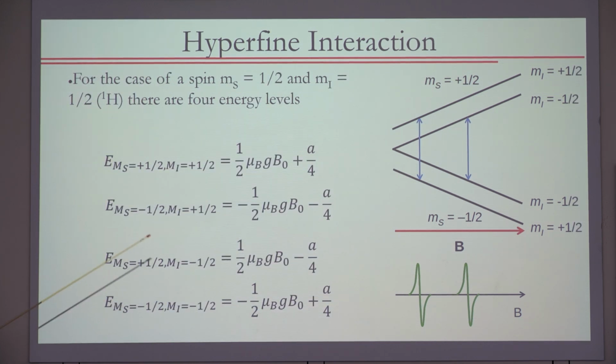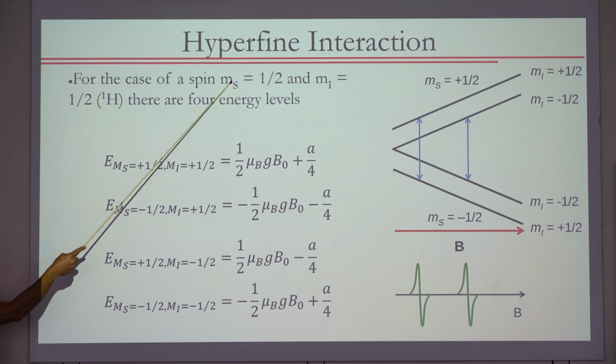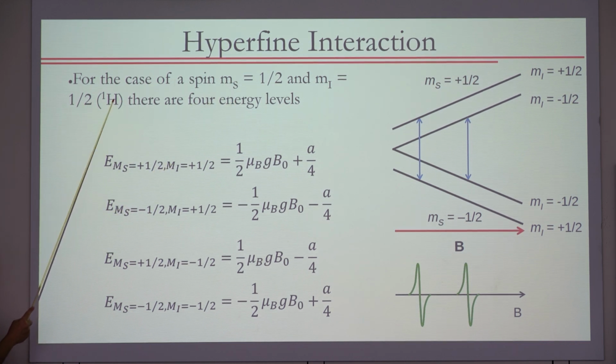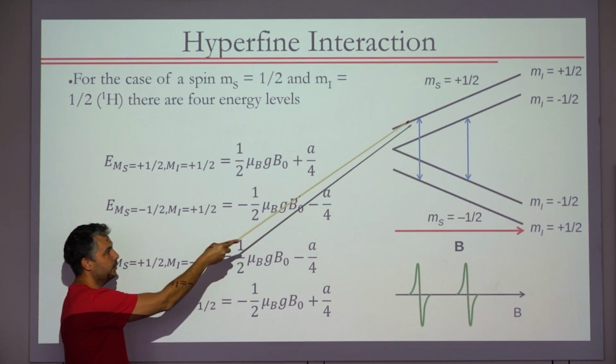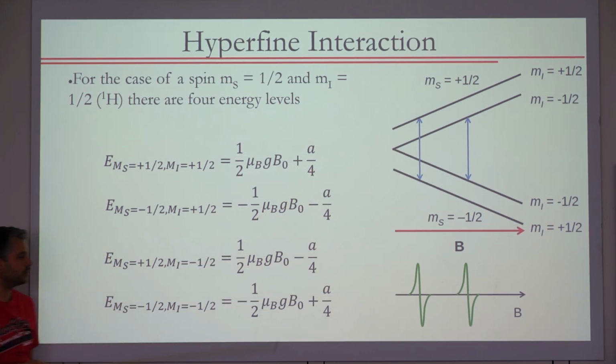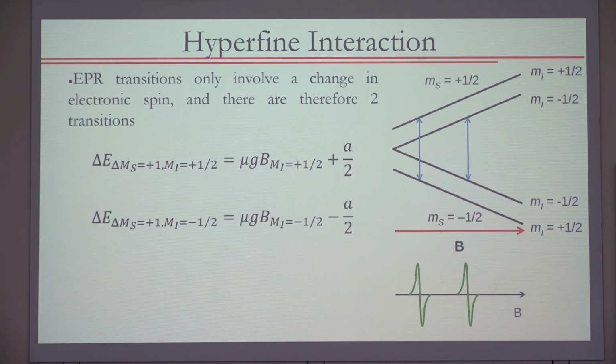So this is a case of a 1/2 electron spin and 1/2 nuclear spin. Could be hydrogen, could be fluorine, phosphorus. So these are the levels. I'm not going to go through all of them, but they're written here. You can later take a look at them. But basically, because you don't change the MI value when you do EPR transitions, you can subtract this energy with this energy and this one with this one. So those are the only two transitions that are allowed.